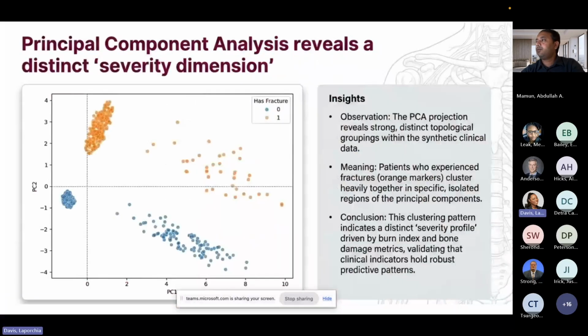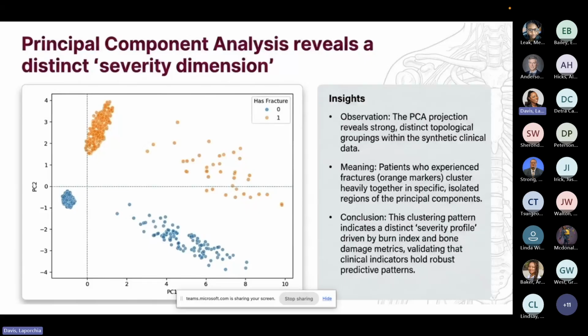So now we're going to look at the PCA results. Using PCA, I identified a distinct severity dimension. Patients with fractures clustered together in a higher region, indicating that burn severity and bone damage created a clear predictive pattern.